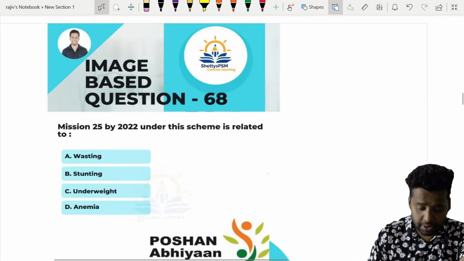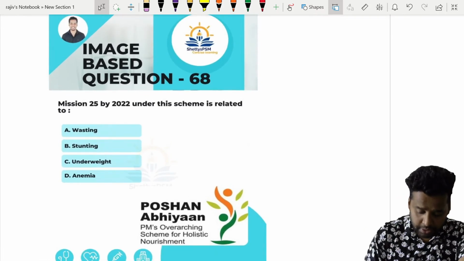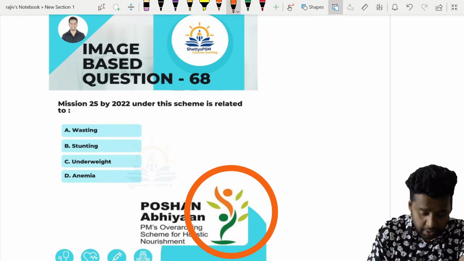What is this mission? Mission 25 by 22 under Poshan Abhiyan. See, this is the logo for Poshan Abhiyan. Mission 25 by 22 is related to stunting.